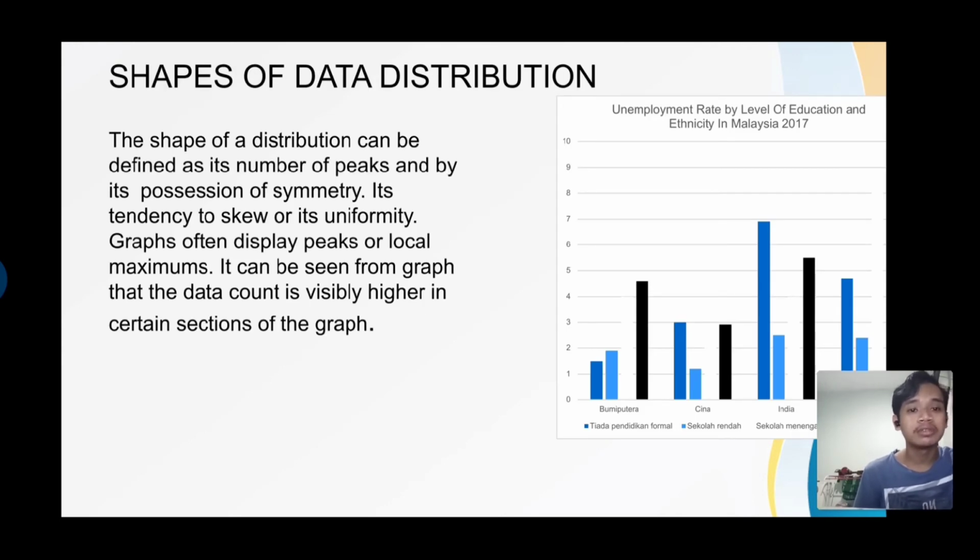Second, shapes of data distribution. Here is a table of shapes of data distribution. The shape of a distribution can be defined by its number of peaks and by its position, symmetry, its tendency to skew or its uniformity. Graphs often display big peaks or local maximums. It can be seen from the graphs that the data count is visibly higher in certain sections of the graph.